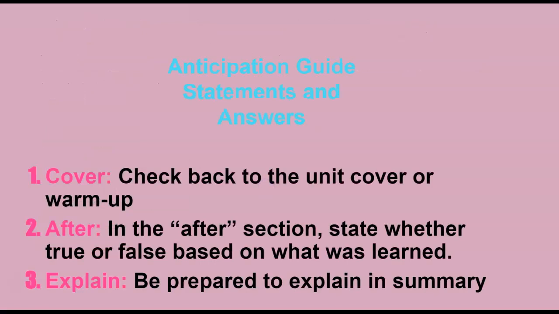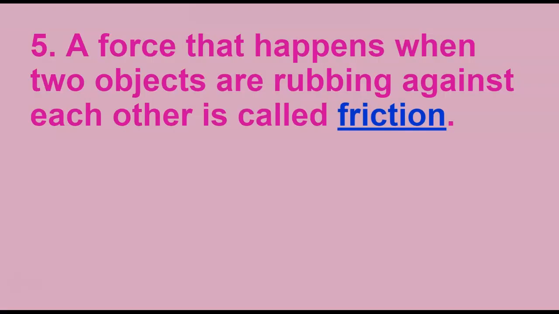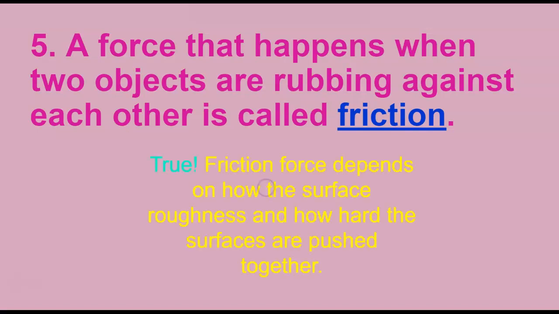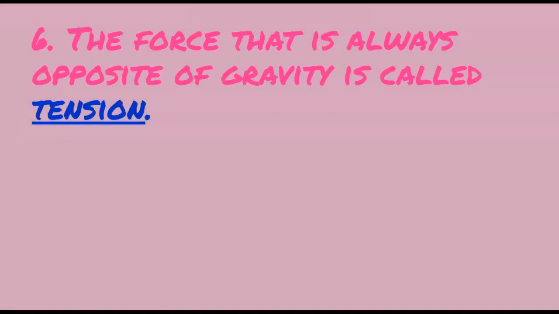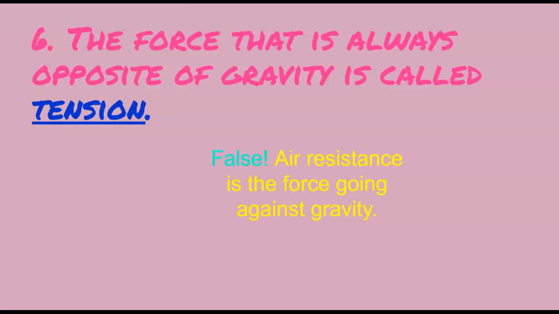All right, so let's go back to the anticipation guide. You're going to go back to 5 and 6. And number 5, a force that happens when two objects are rubbing against each other is called friction. True or false? This one is going to be true. Please put that on the right-hand side. Friction force depends on how rough the surface is, and how hard the surfaces are being pushed together. Number 6, the force that is always opposite of gravity is called tension. This one's false. If you remember, this is air resistance. That is the opposite of gravity.